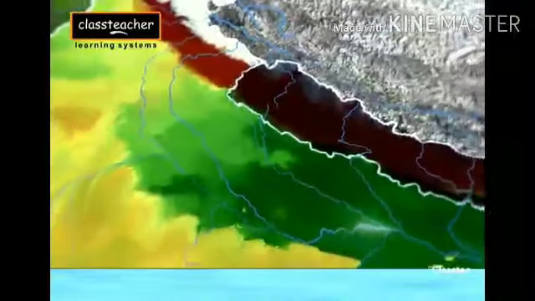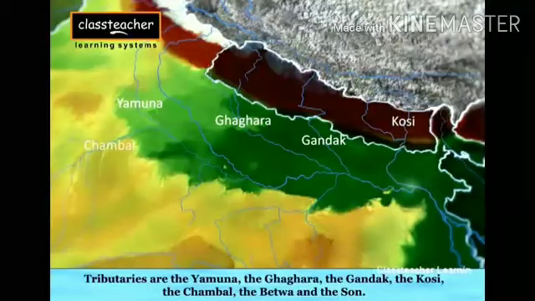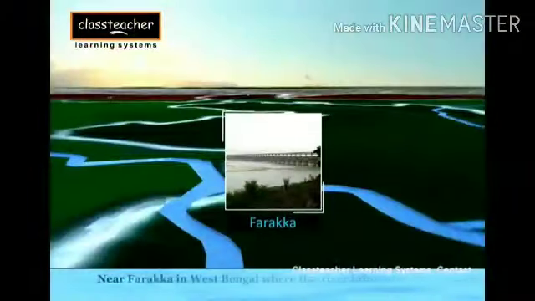At Haridwar, the Ganga emerges from the mountain onto the plains. Then it is joined by many tributaries such as the Yamuna, the Ghagra, the Gandak, the Kosi, the Chambal, the Betwa and the Son. It flows eastward till Farakka in West Bengal, where the river bifurcates into two distributaries, namely the Bhagirathi and another which flows southwards into Bangladesh and is joined by the Brahmaputra river. It is known as Meghna, and the Bhagirathi flows through the deltaic plains to the Bay of Bengal.